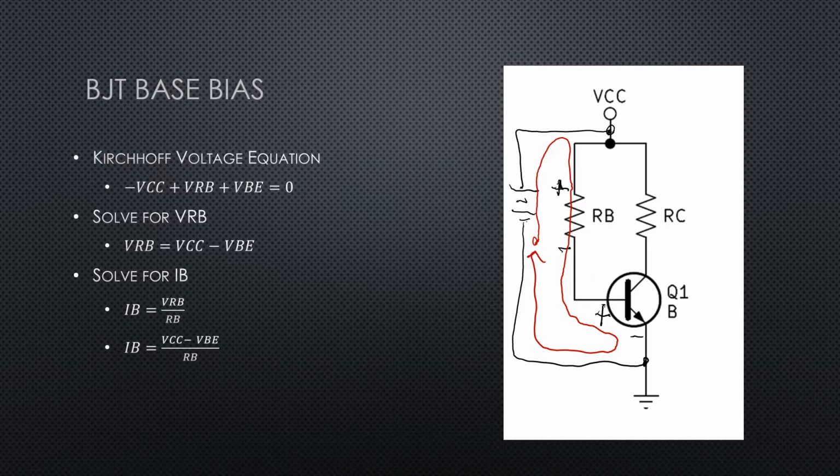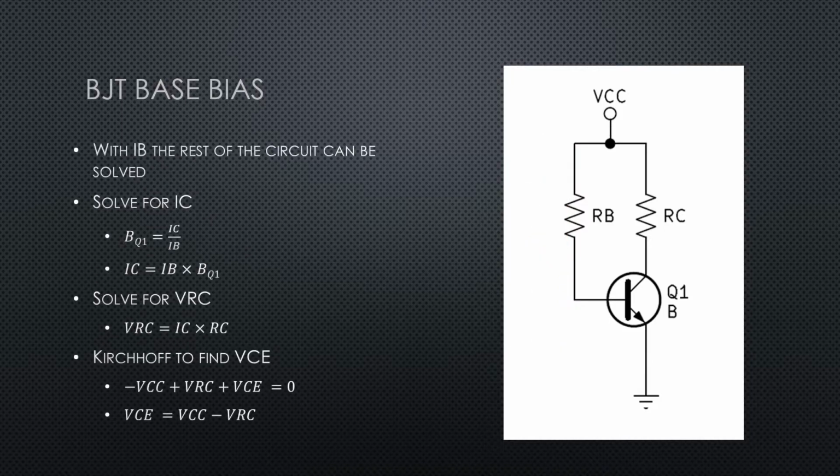We can solve for IB now using Ohm's law. VRB divided by RB is IB. You can put it in terms of VCC minus VBE if you want to. Now that we have IB, we can pretty much solve everything else. We know that beta of the transistor is equal to IC over IB, so therefore we can multiply our IB that we just calculated by beta and get our IC.